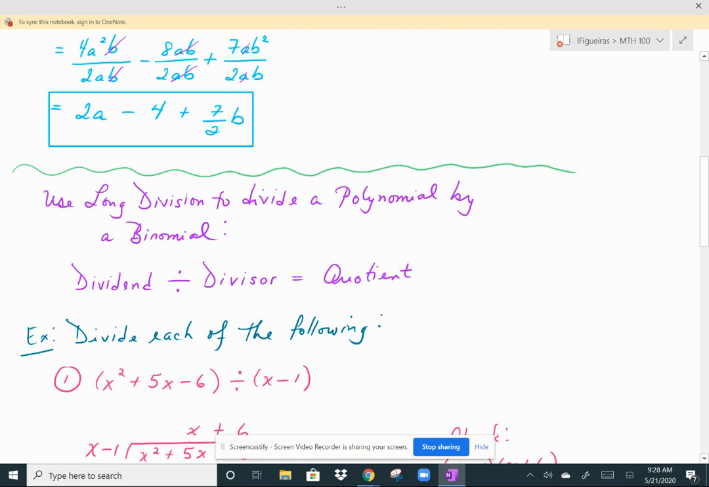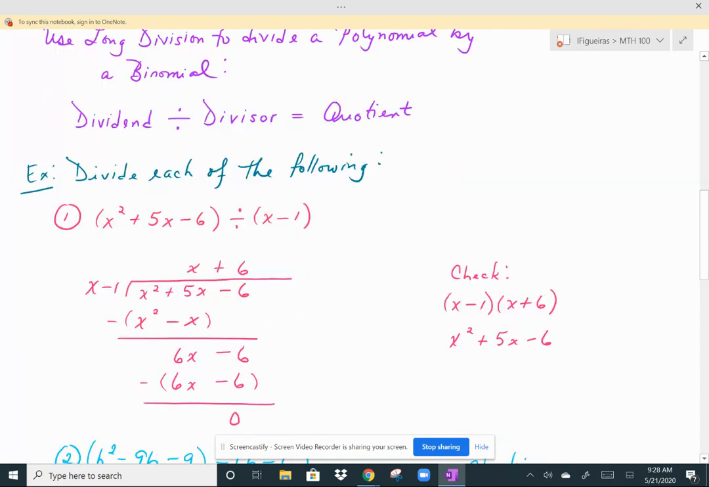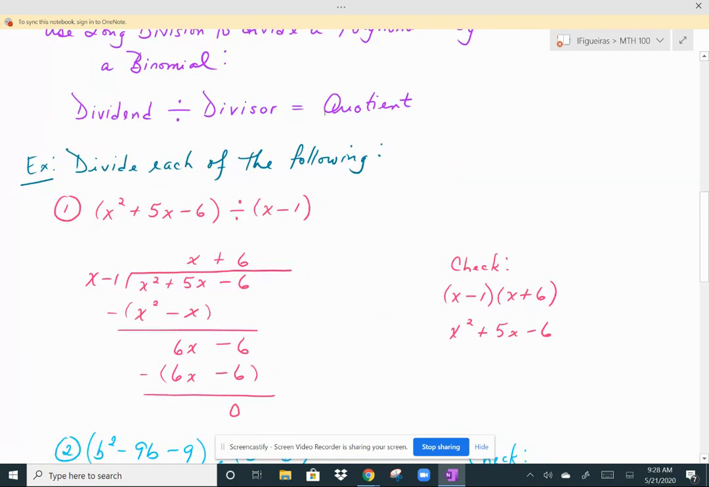All right, so here we want to divide x squared plus 5x minus 6 divided by x minus 1. Remember, the first expression is your dividend. The second one, the binomial, is your divisor. So when you set it up in terms of a long division problem, the divisor goes on the outside and the dividend goes on the inside of this bar.